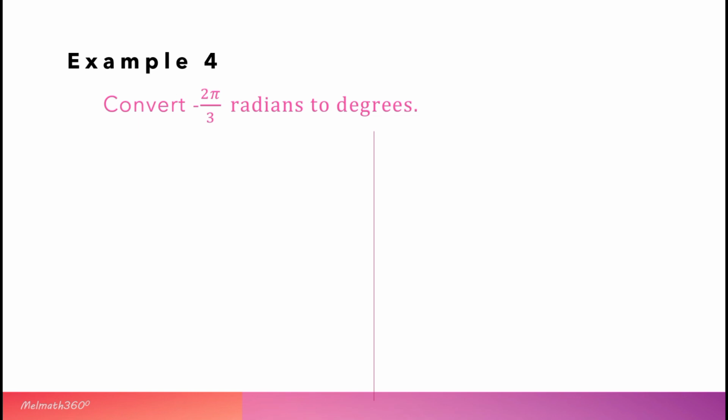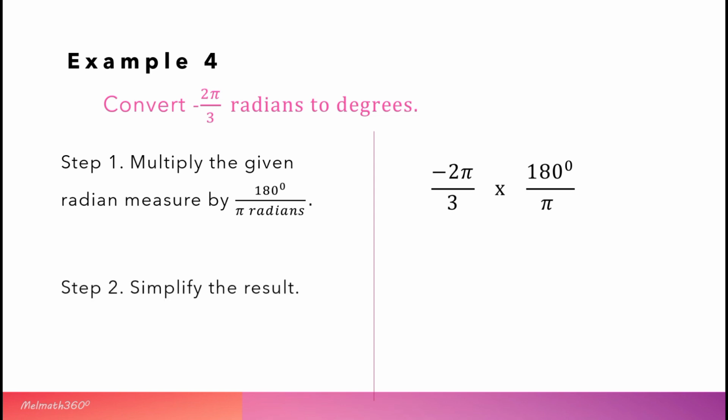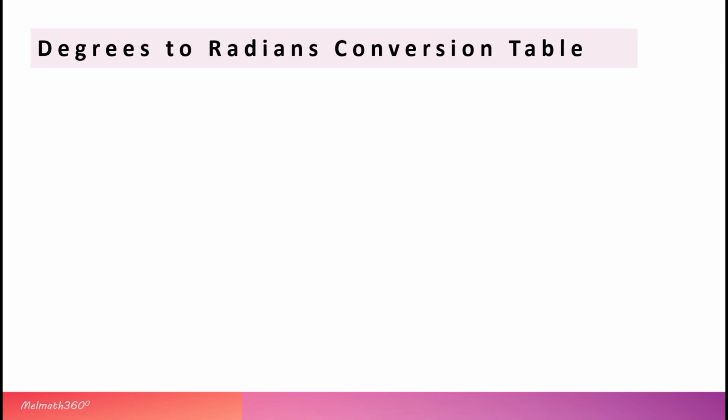Convert negative 2 pi over 3 radians to degrees. Multiply the given radian measure by 180 degrees over pi radians. Negative 2 pi over 3 times 180 degrees over pi. Simplify the result. The result is negative 120 degrees.